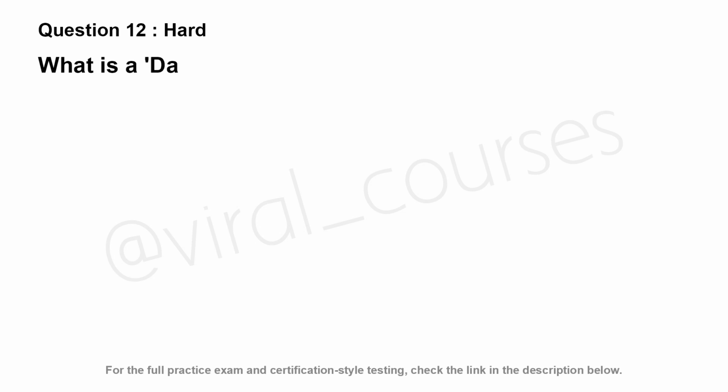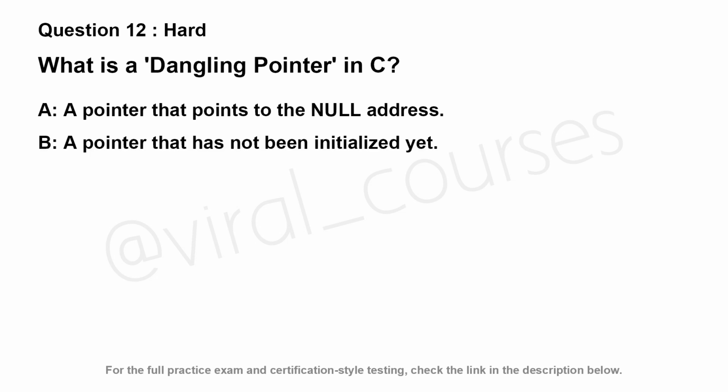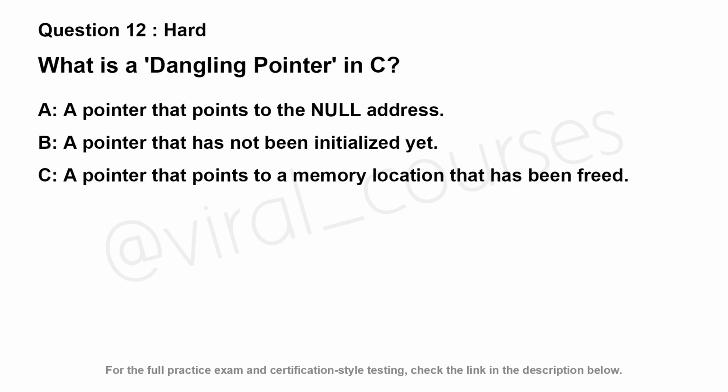What is a dangling pointer in C? Option A. A pointer that points to the null address. Option B. A pointer that has not been initialized yet. Option C. A pointer that points to a memory location that has been freed. Option D. A pointer that points to a function.